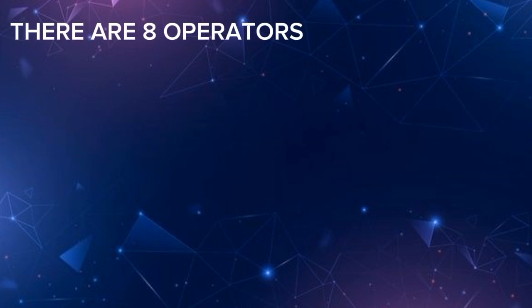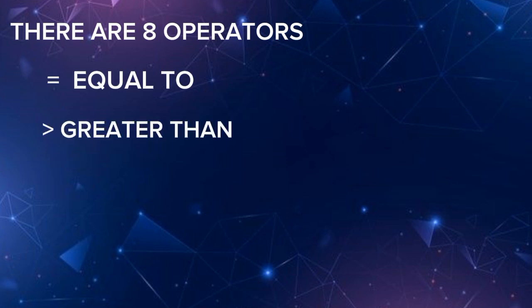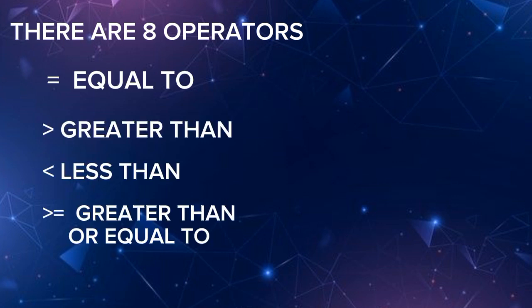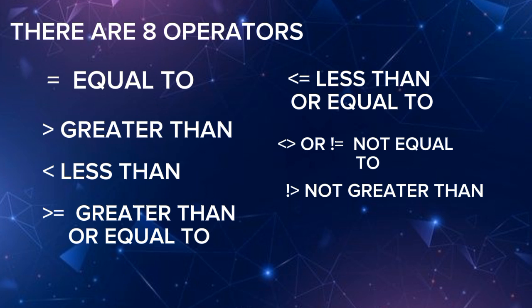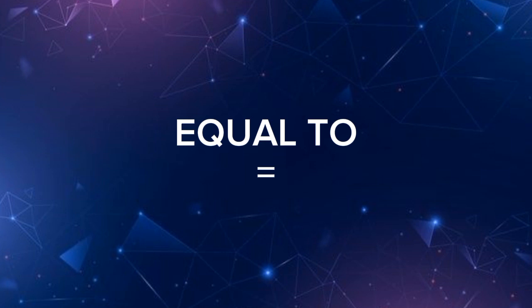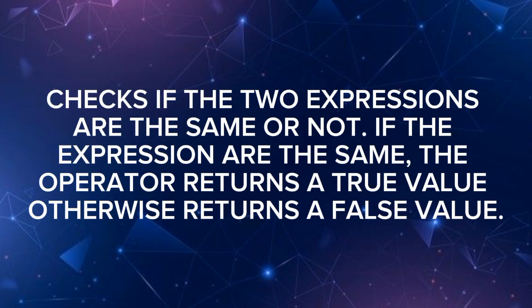There are 8 operators: equal to, greater than, less than, greater than or equal to, less than or equal to, not equal to, not greater than, and not less than. Let's discuss first the equal to operator. The equal to operator checks if the two expressions are the same or not. If the expressions are the same, the operator returns a true value, otherwise it returns a false value.